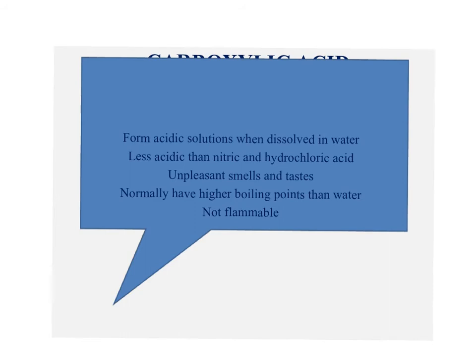Now carboxylic acids as solutions have got a few properties, and it's just here on this horrible bubble. The bubble shouldn't be there, can't be bothered to figure out the animations. So what these carboxylic acids do is they form acidic solutions when they're in an aqueous solution, so if they're dissolved in water. That means that my pH is going to be less than 7, and it'll be maybe slightly more yellow in colour with universal indicator. I'm just going to write UI. Now it's less acidic than nitric and hydrochloric acid, so it's not really acidic, it's just slightly acidic.